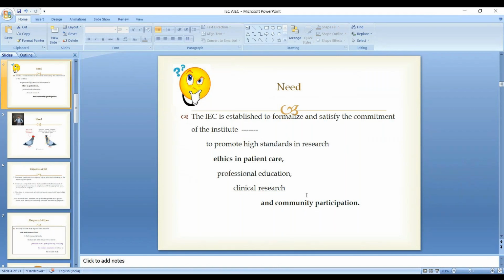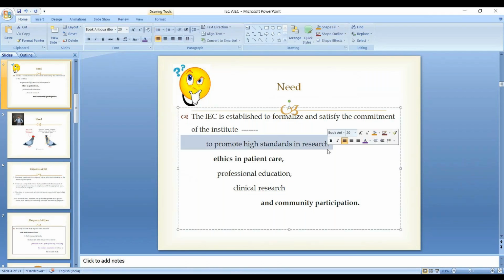In between these two lines, so many things are there, like to promote high standards in research. Research का एक अपना standard होना चाहिए, should be accepted. Whatever research you are doing and publishing, it should be accepted everywhere. Like if you are taking sample size, at the level of PhD, it is okay that you are doing the piloting, but at the level of PhD, accurate sample size is needed.